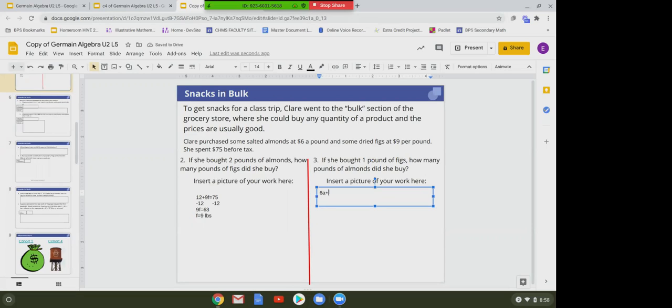So we have 6a plus 9f is equal to $75, right? So this time we're saying we're buying 1 pound of figs. So I'm going to plug 1 in where in this equation, Peyton? You plug it in where the f is. So you're going to do 9 times 1. And then when you do 9 times 1, you're going to get 6a plus 9 is equal to 75. Fantastic. Then what's your next move going to be if I want to isolate the a by itself?